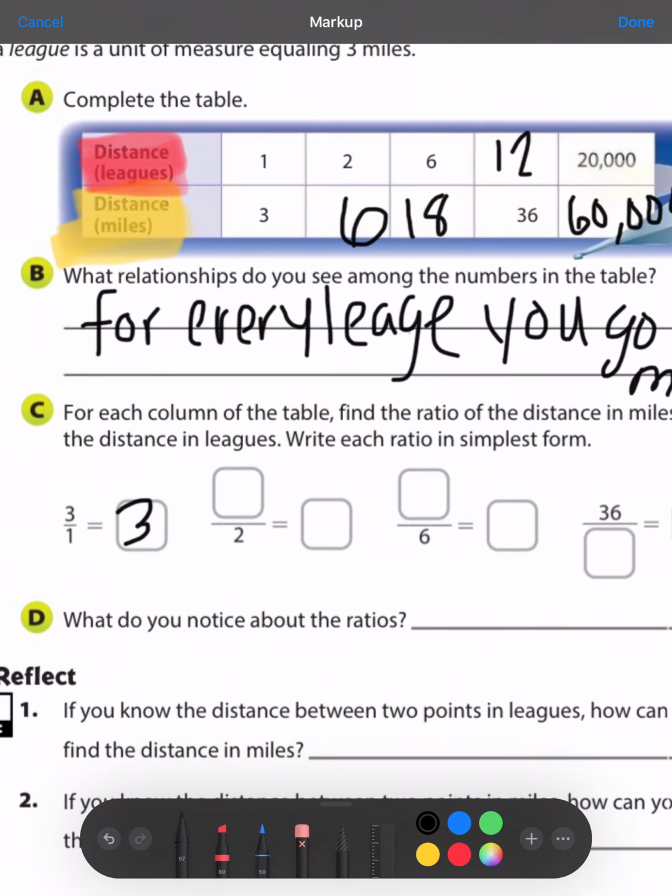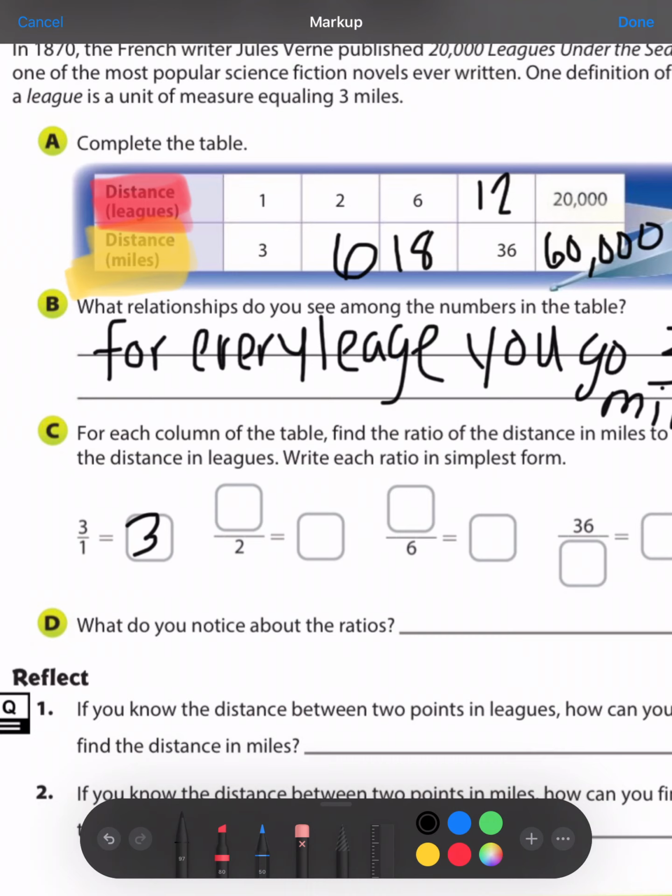Alright. So notice, let me erase some of this stuff up here. I'll keep that. The distance in miles I have highlighted in yellow up here, so I'm going to highlight it in yellow here. And my distance in leagues, which is the top, in red, and I'm going to highlight this in red. So notice that our ratios have flipped. Our top number, which is our distance in leagues, has now become the bottom number in our fractions. And our distance in miles, which is the bottom number at the top, has become the top number in our fraction.